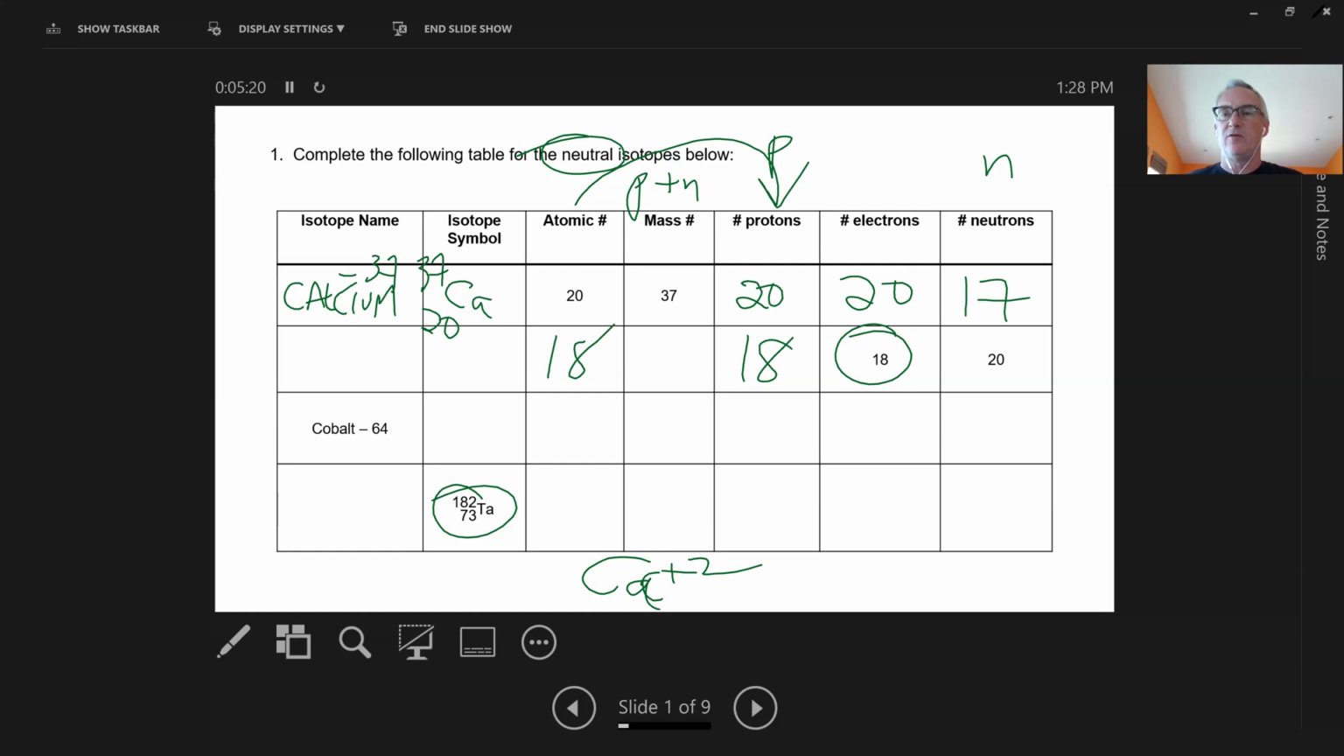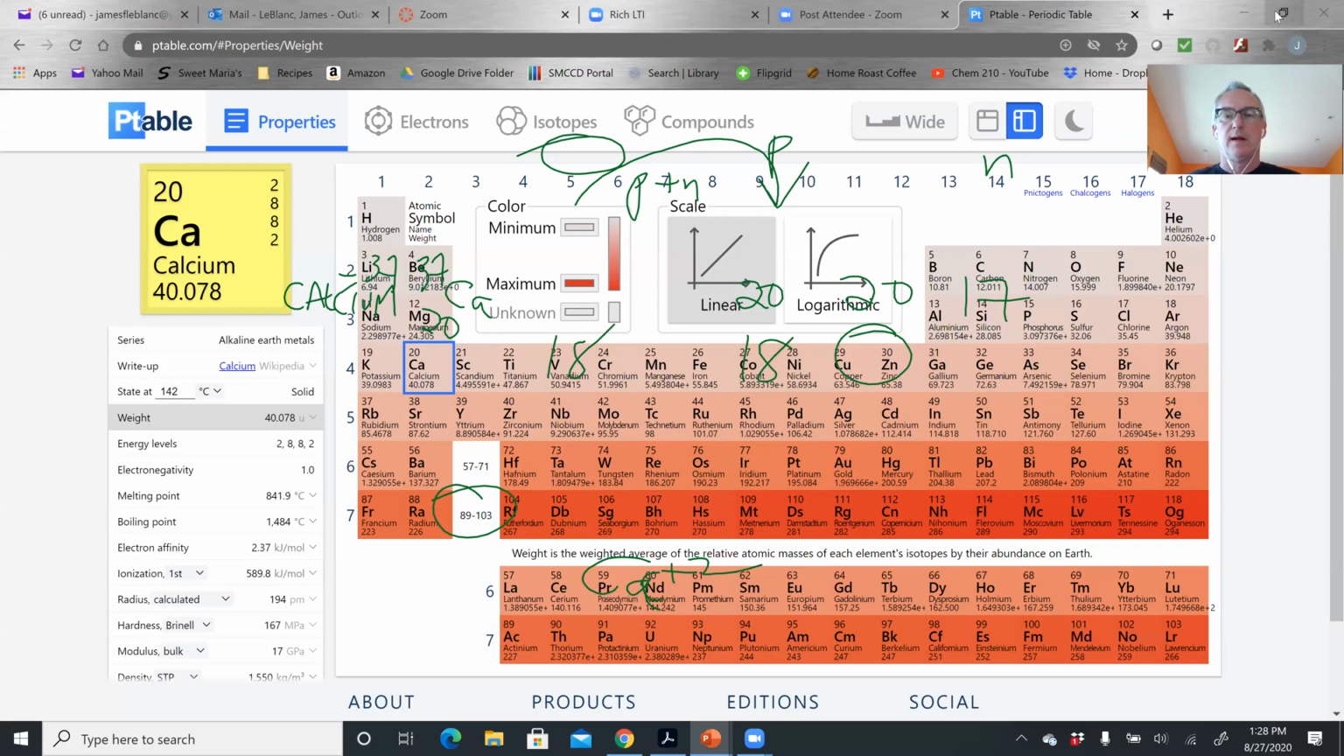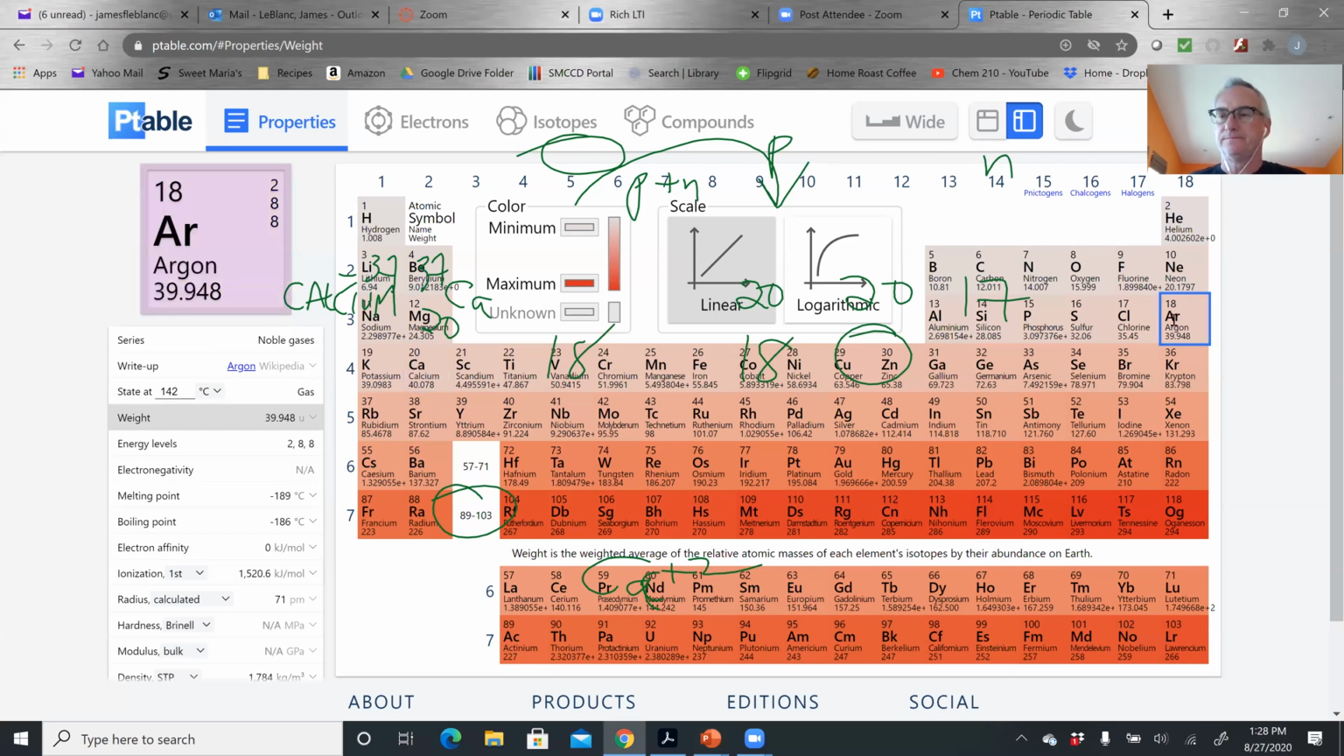Hopefully everyone's got their... What's 18? For the argon, that's right. And there's no way that argon is not going to be neutral. As we'll learn, the noble gases do not form ions, like ever. So they are not going to be charged. So you're always going to see the same number of protons and electrons with neutral atoms.